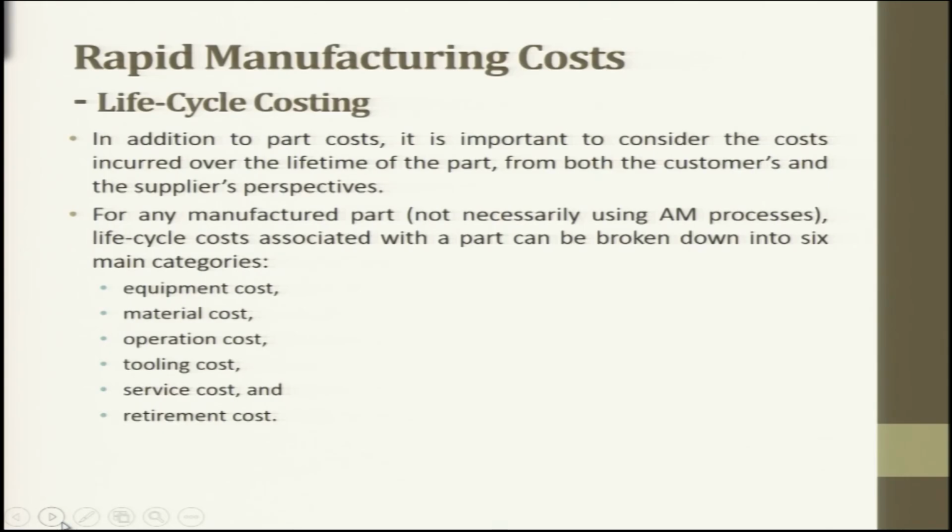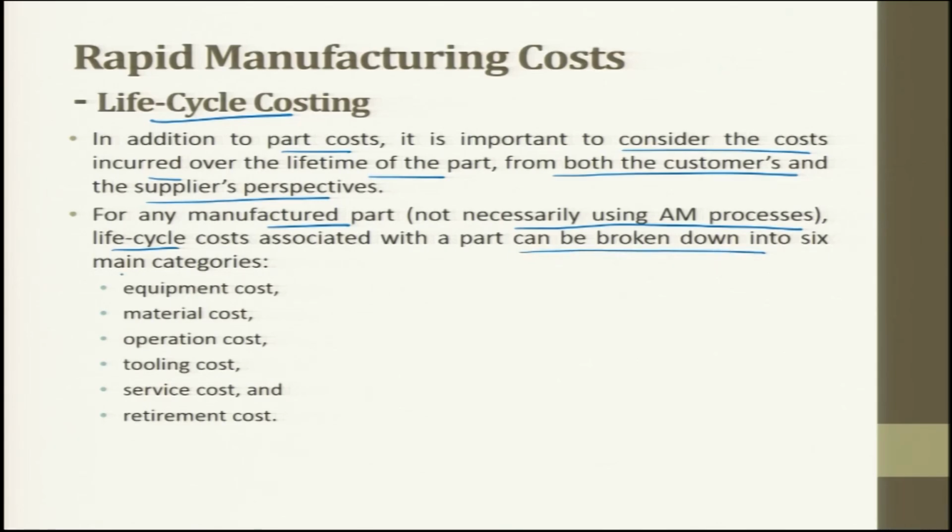One important point in rapid manufacturing I would like to touch is life cycle costing. In addition to part cost, it is important to consider the costs incurred over the lifetime of the part from both the customers' and the suppliers' perspectives. For any manufactured part, not necessarily only additive manufacturing processes, life cycle costs associated with the part can be broken into 6 main categories. Number 1 is equipment cost, number 2 is material cost, number 3 is operation cost, number 4 is tooling cost, number 5 is service cost, number 6 is retirement cost. This is the total cost of ownership.